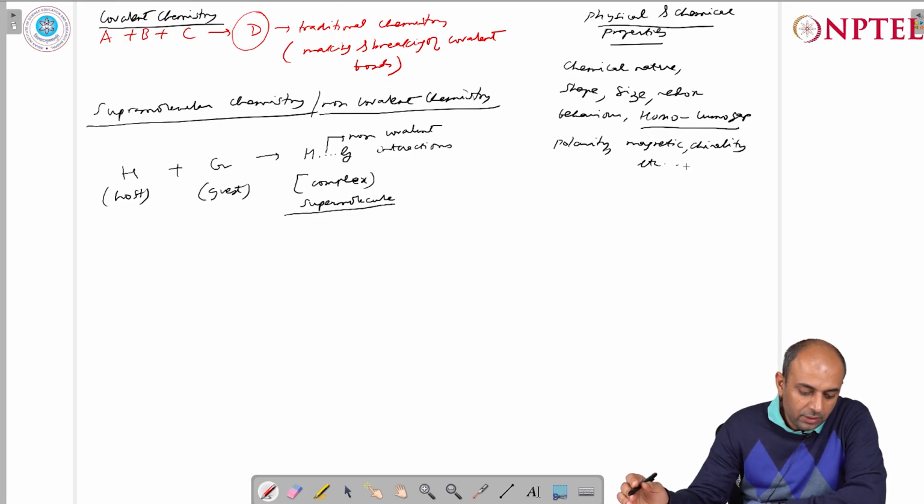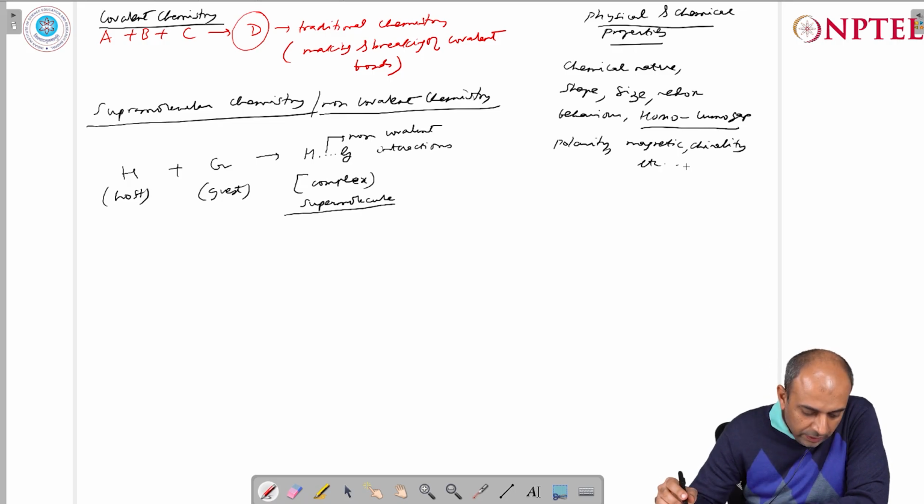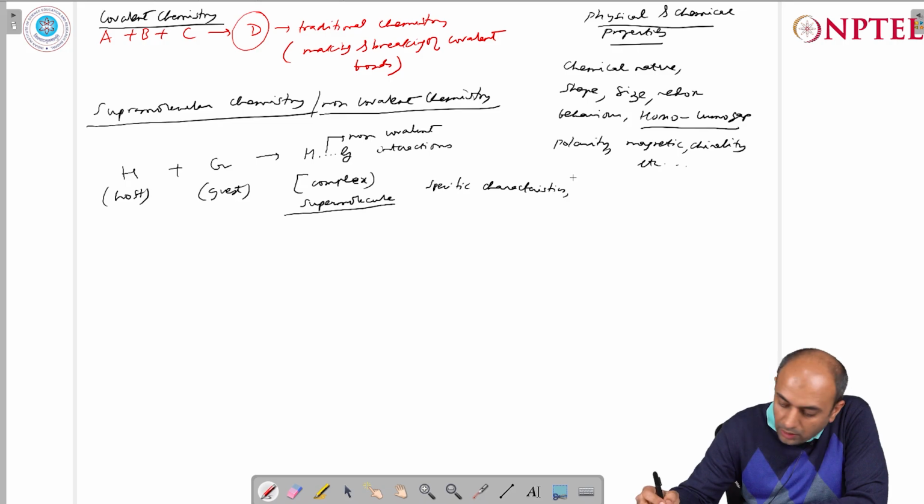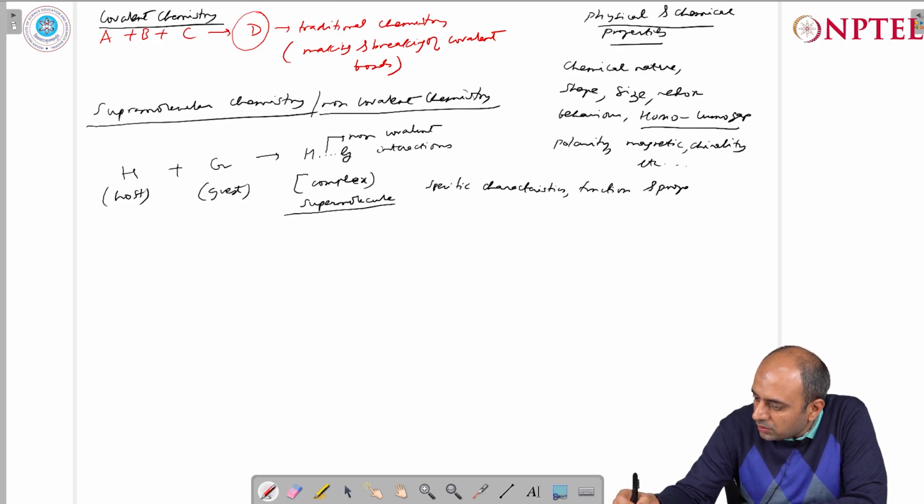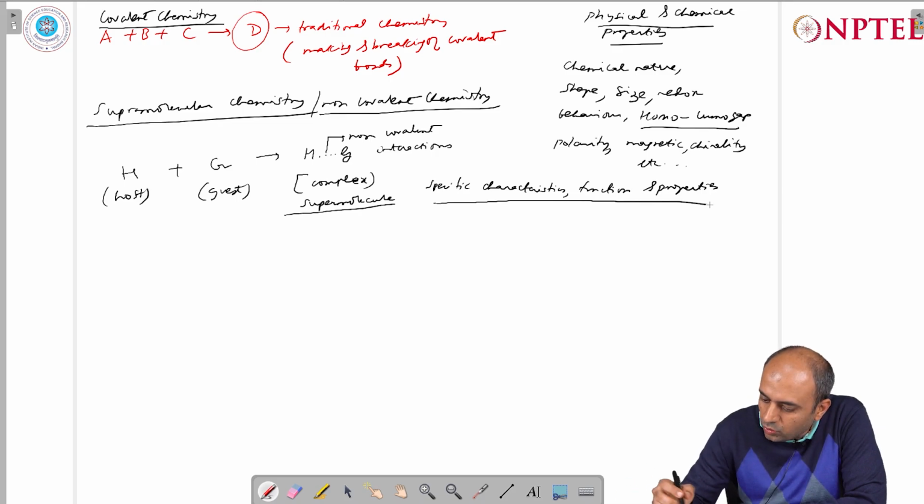On the other hand, when we are making a new supramolecular complex, we are interested in the specific characteristics, function and properties of this new complex here.